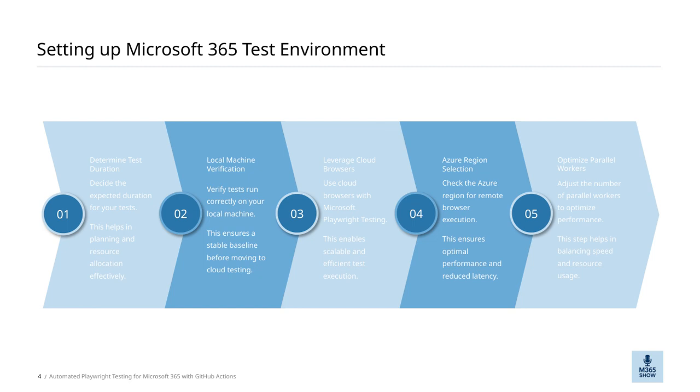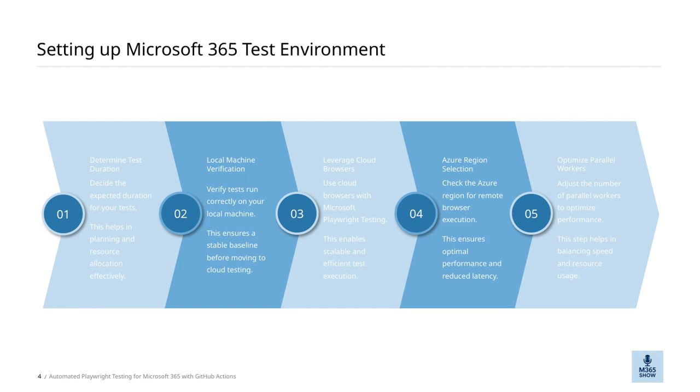Once your local tests are solid, the next step is to leverage cloud browsers with Microsoft Playwright testing. Using cloud browsers allows for scalable and efficient test execution, which is especially helpful when testing across multiple environments or browsers. You also want to check the Azure region you're using for remote browser execution. Picking the right region ensures optimal performance and minimizes latency, so your tests run faster and more reliably.